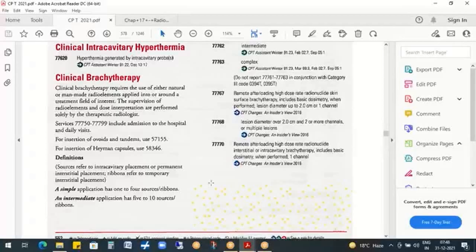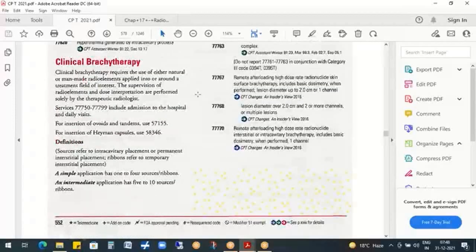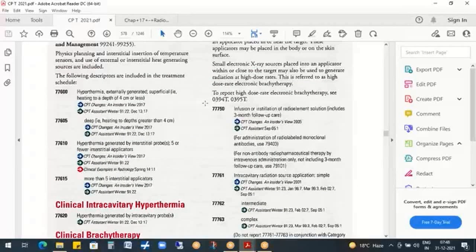If you are not finding the term remote, then it is just intracavity. See the code description 77761. Simple, intermediate, complex is there. Simple means how many seed elements I said? 1 to 4. Intermediate means 5 to 10. Complex means greater than 10. Understood? More than 10. These are the points we need to look for when you are coding brachytherapy.